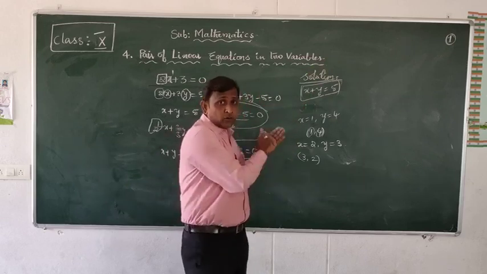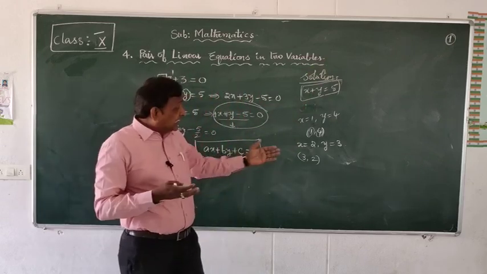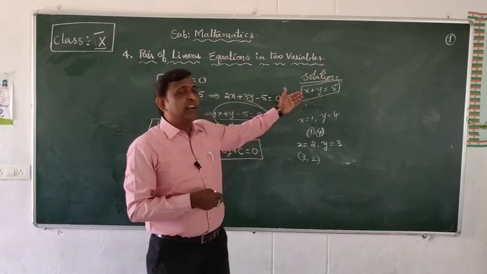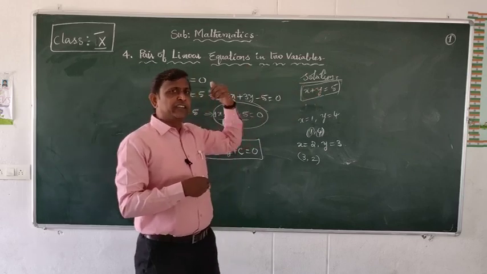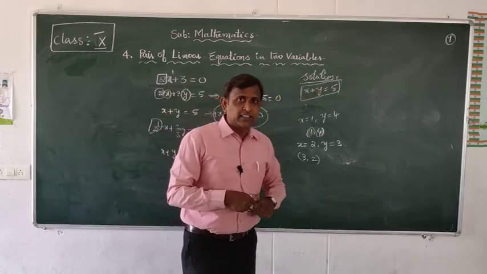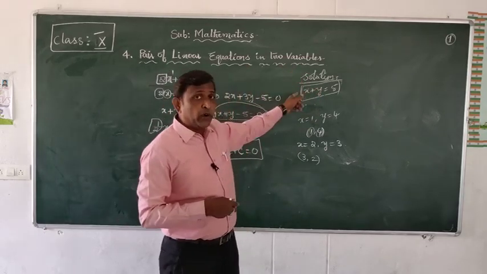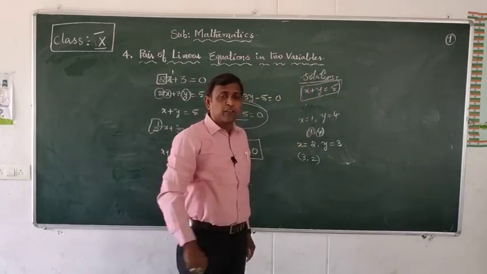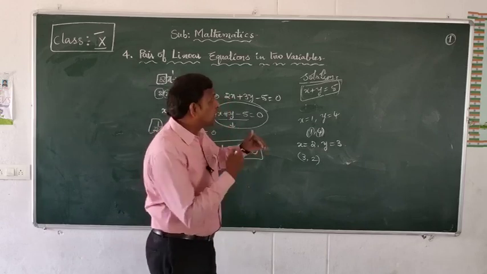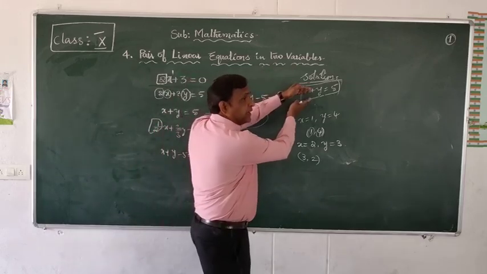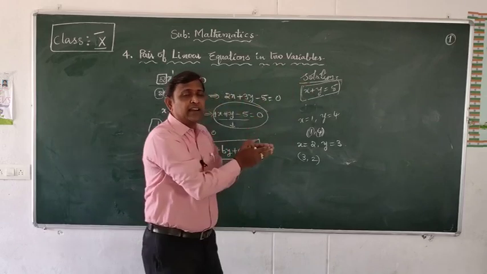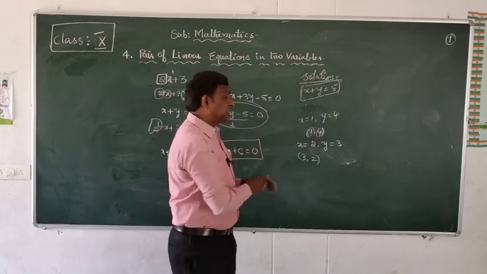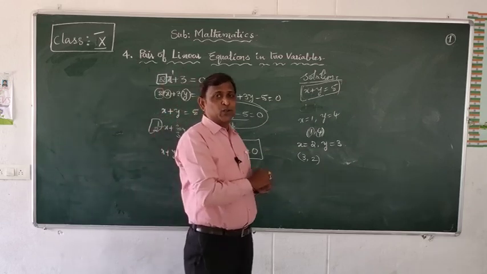I have taken integers just to make you understand, but you can also take rationals like 1.1, 3.9. If you take these, the equation is also satisfied. So 1.1, 3.9 is also a solution of x plus y is equal to 5. In this way you understood that one straight line, or a linear equation, has infinitely many solutions.